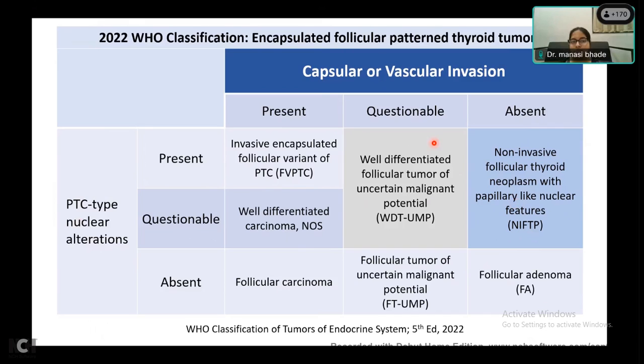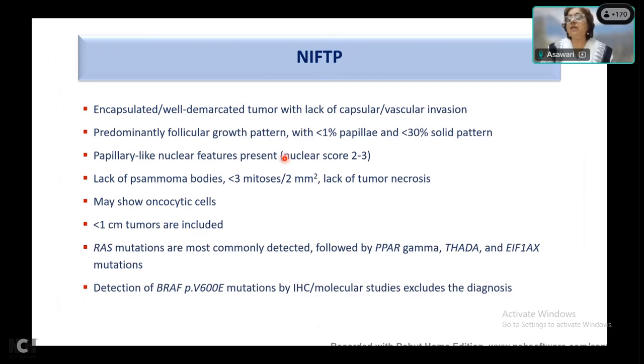Yes. Now, capsular or vascular invasion present, but PTC-like nuclear features absent, that is going to be follicular carcinoma. So just remember this table very well, and it will be easier for you to diagnose these conditions. Basically, adequate sampling of the tumor capsule is essential to make a diagnosis of NIFT-P. And these are some important features of NIFT-P. I think all of you know that.